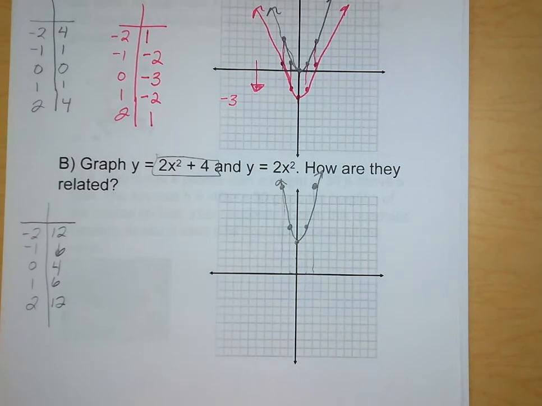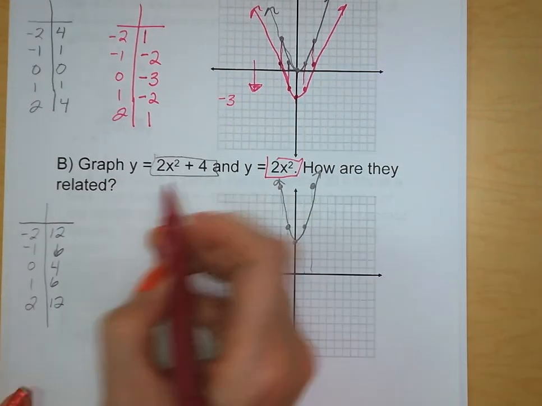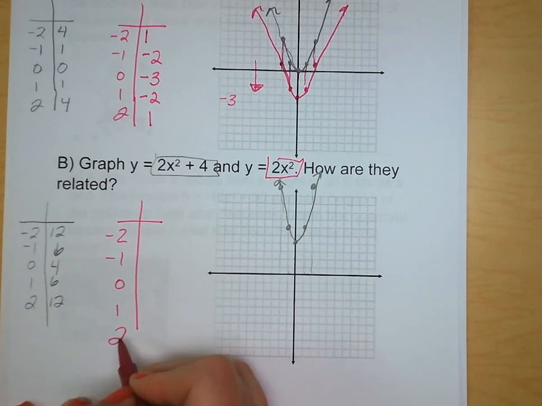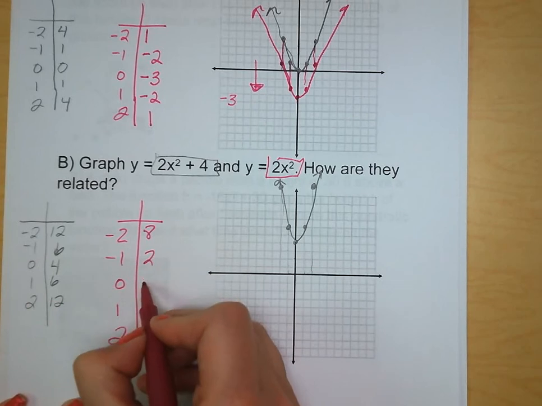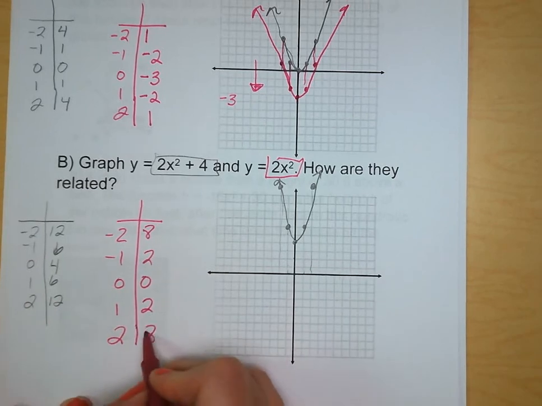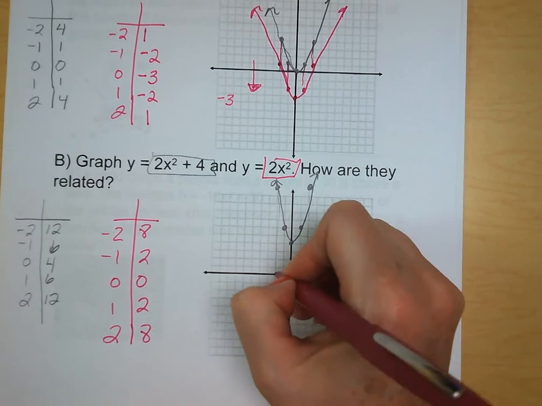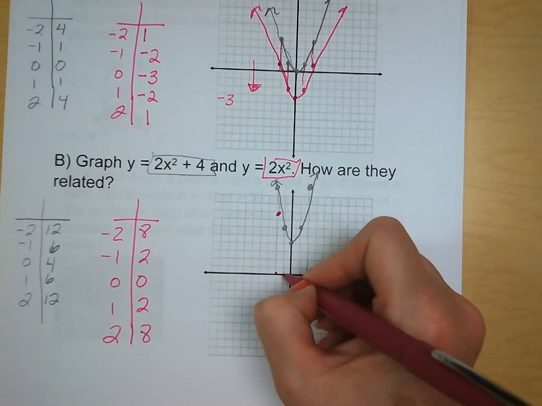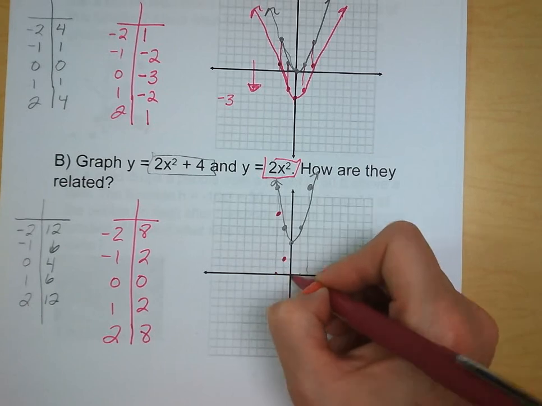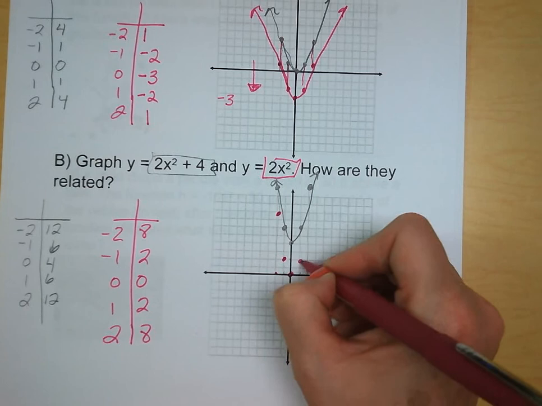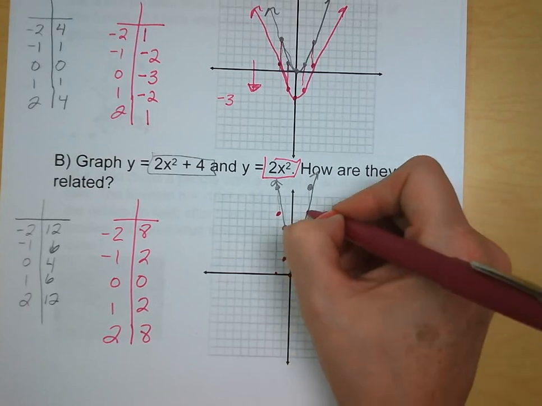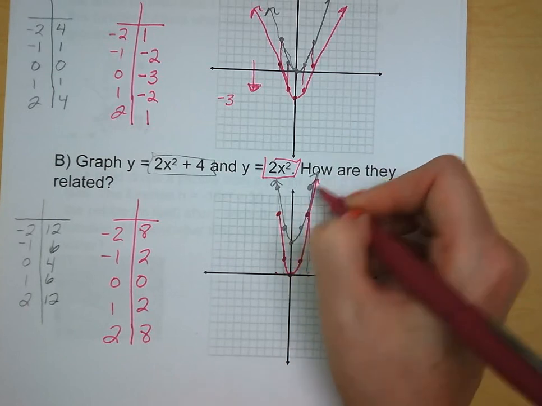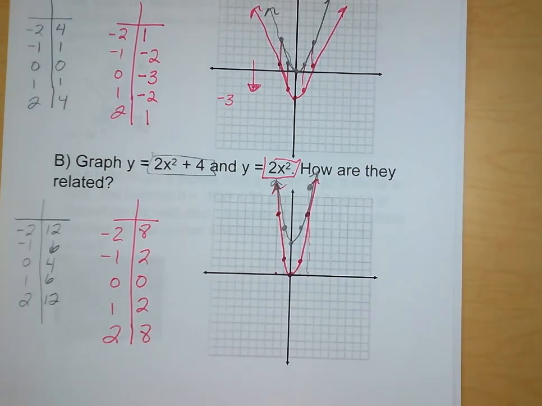Okay, our second equation, y equals 2x squared. We do our coordinate table. We're going to have 8, 2, 0, 2, and 8. So we go ahead and graph those. And we see this whole pattern holds true yet again.